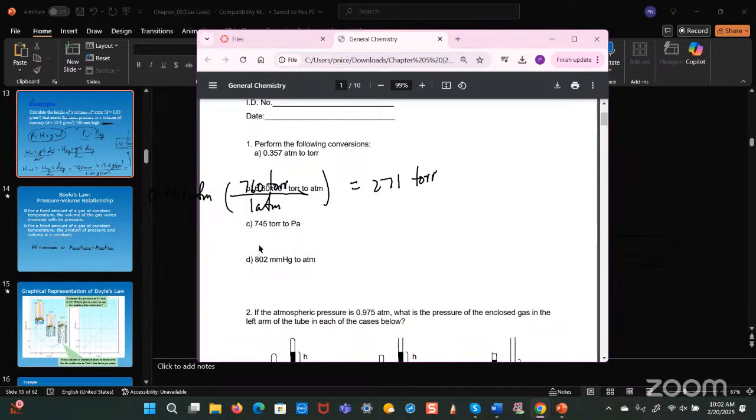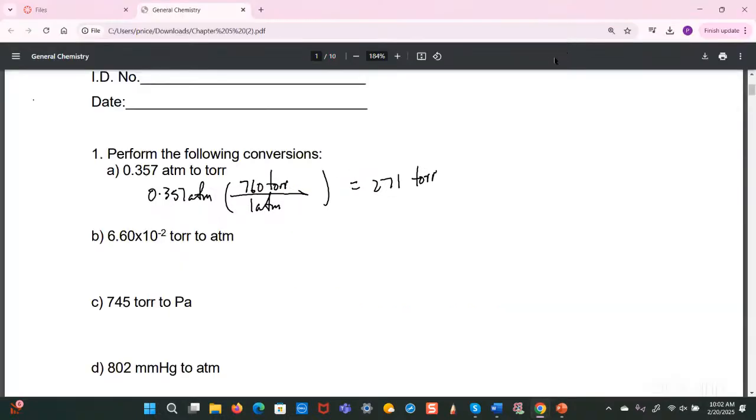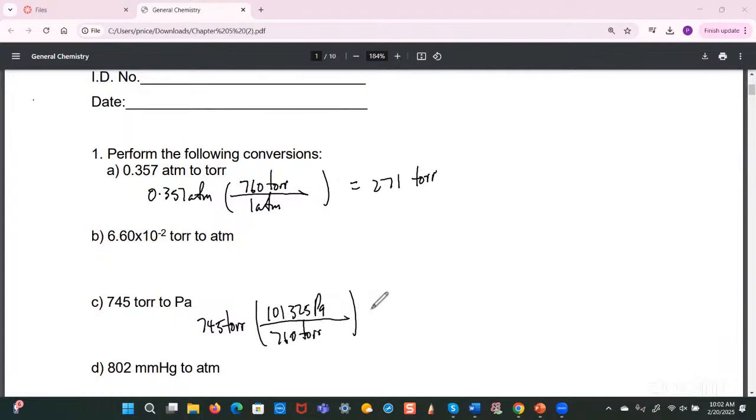Yeah, you're right. You're going to start off with the 745 torr. And then what were you saying is what you need? Yeah, you're going to put 101,325 pascals above, and down here 760 torr. And that's it, that's how you do that.